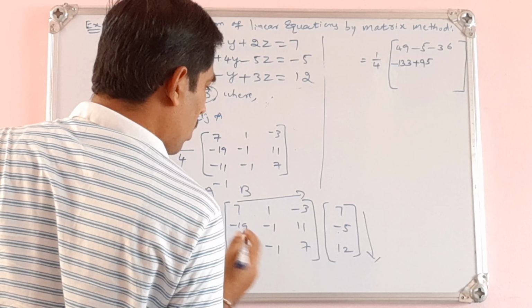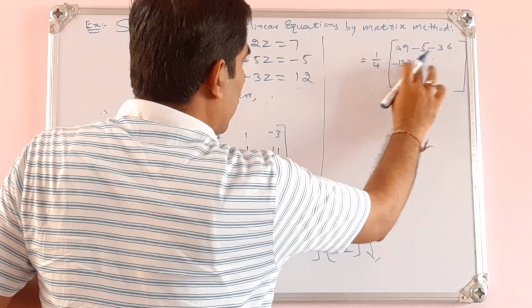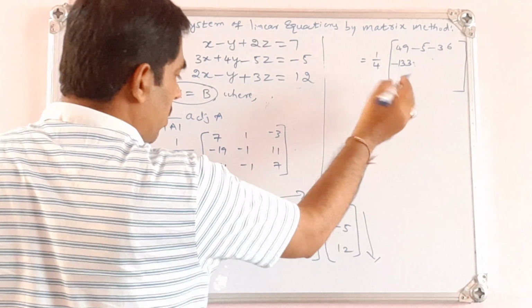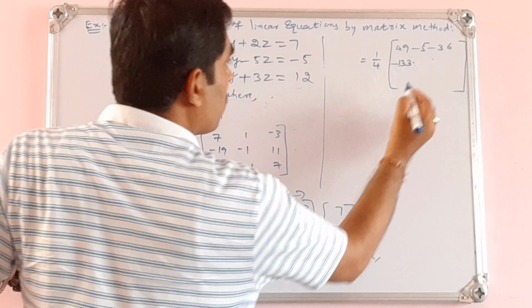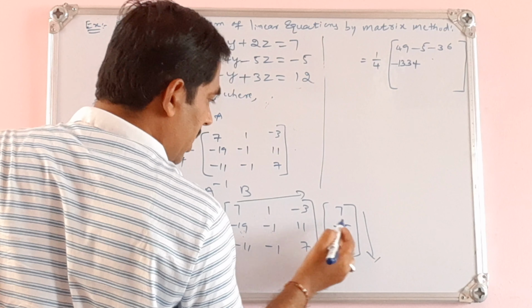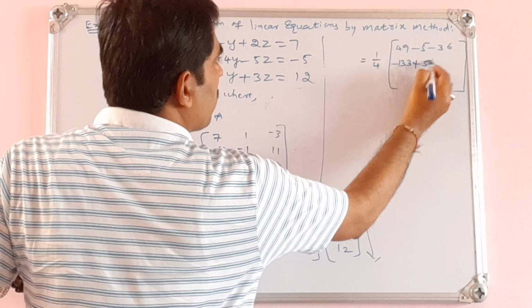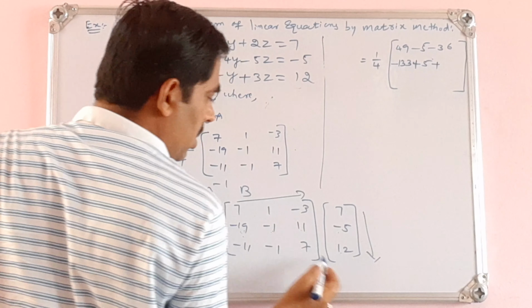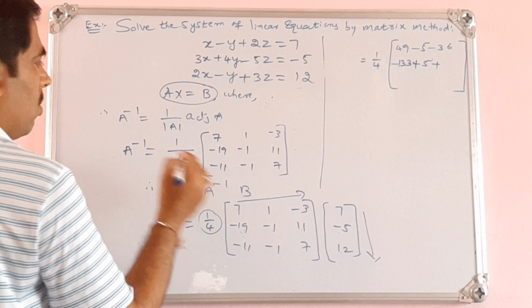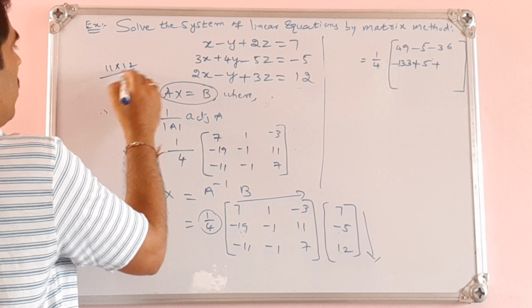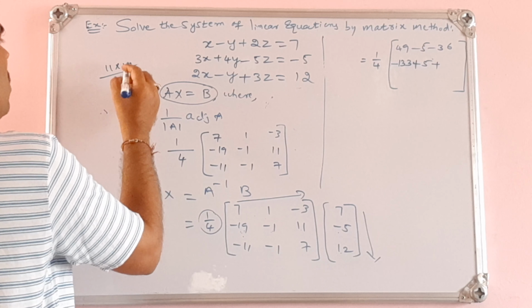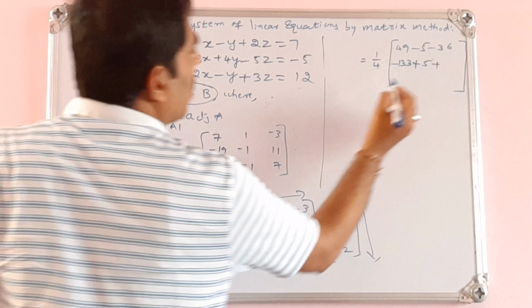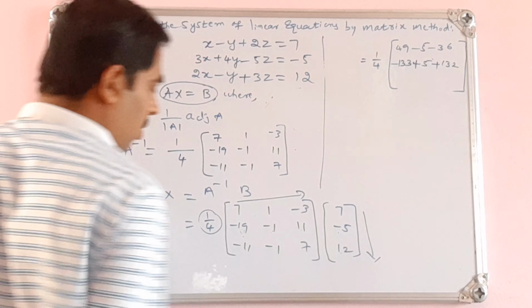Then see, minus 1 into minus 5, that will be what? Plus 5. Then write plus. So 11 into 12. So multiply this, 11 into 12. So 12 and the 12, that will be 132. So we write it here, 132.